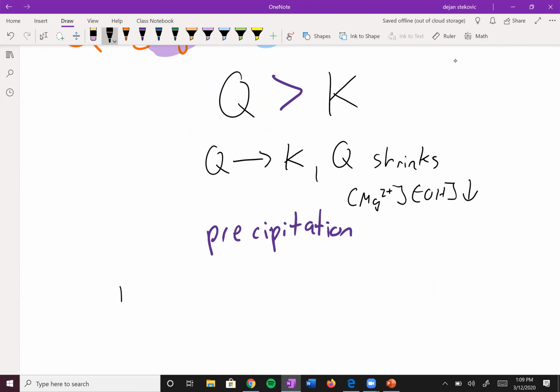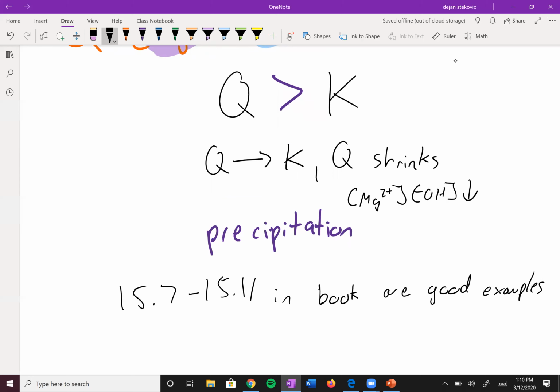There's some good examples in your book, 15.7 through 15.11 in the OpenStax book. They're a good example of this kind of stuff. But overall, it's the same thing we learned before. Q is going to go towards K.